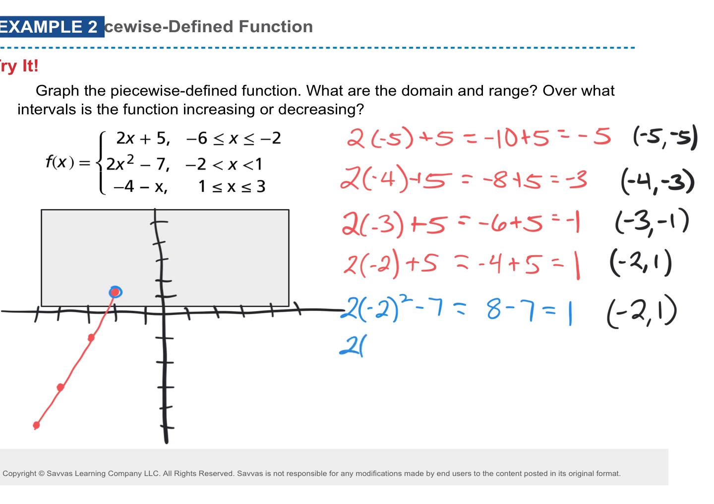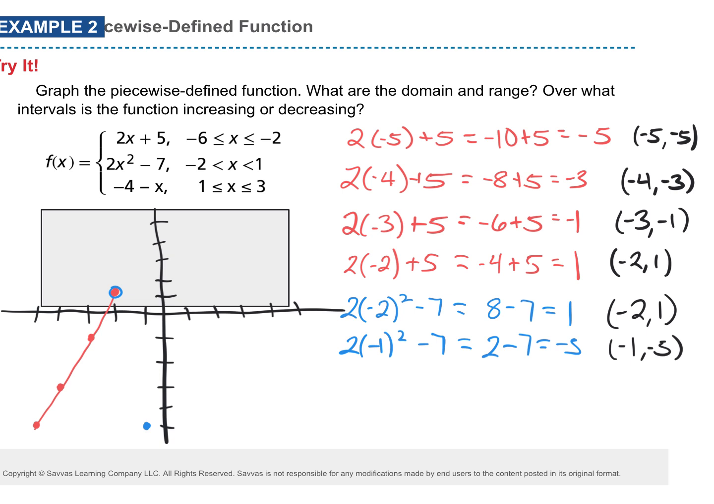So I have 2 times negative 1 squared minus 7. What's negative 1 squared? 1. 1 times 2 is 2. 2 minus 7 is negative 5. The coordinate I just got is negative 1, negative 5. And then go plot that. It's going to be open. Nope, it's inside the interval now, so closed. Yep.